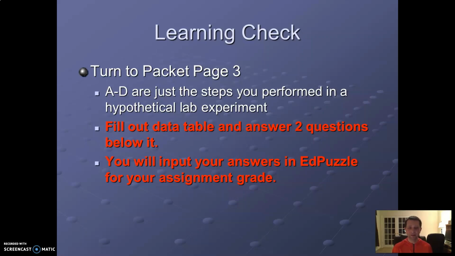You're going to input your answers into Edpuzzle, and that will be how you get your assignment grade for today.